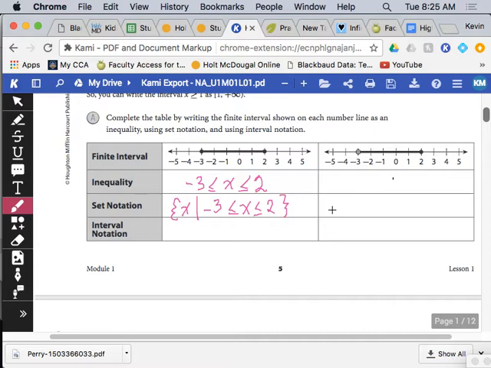And then for interval notation, we know that our interval is negative 3 to positive 2. Do I include negative 3 and positive 2, class? Yes. So what do I use, parentheses or square brackets? Square brackets. Very good. So I use my brackets there. Negative 3 to positive 2. That's my interval notation.